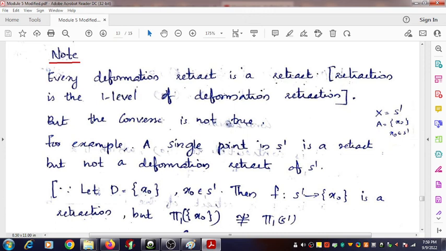But the statement that every retraction can give us a deformation retraction is wrong. And that is the converse, and this converse is not correct. So that's all.